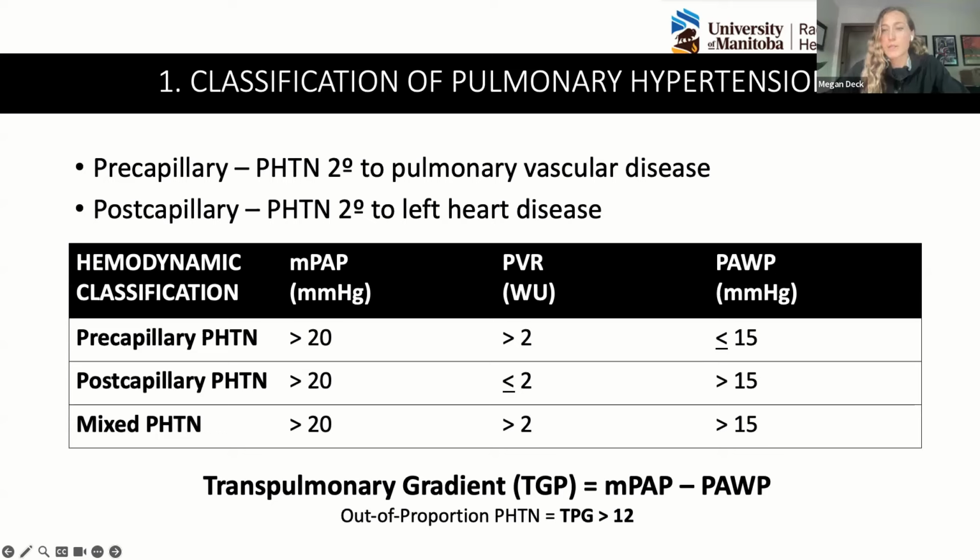In precapillary pulmonary hypertension, PVR will be elevated while left atrial pressure or pulmonary artery wedge pressure will be low. And in postcapillary pulmonary hypertension, the inverse will be seen. In most cases of isolated postcapillary pulmonary hypertension, the degree of elevation in mean PA pressure is proportional to the elevation in pulmonary artery wedge pressure. However, in some patients, the elevation in mean PA pressure is out of proportion. In this case, calculation of the transpulmonary gradient, which is the difference between the mean PA pressure and the wedge pressure, can be useful in determining the contribution of PVR and potential utility of pulmonary vasodilators.